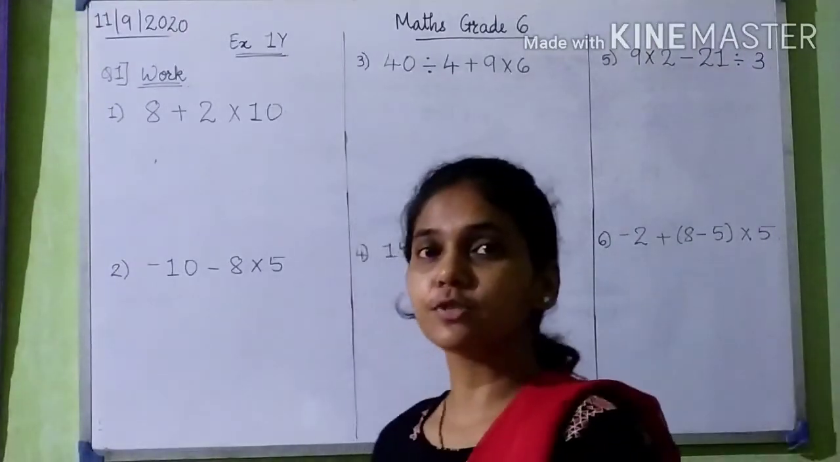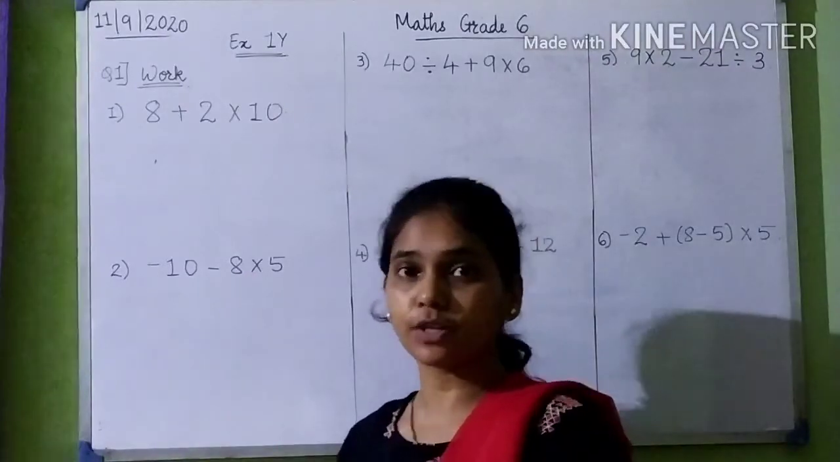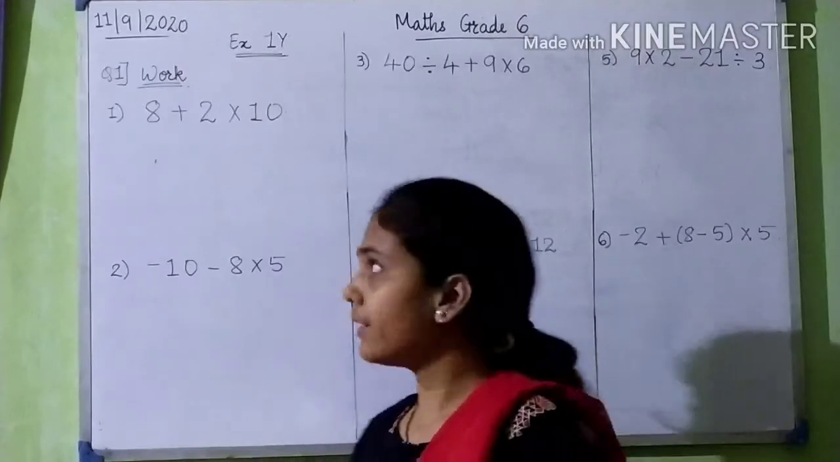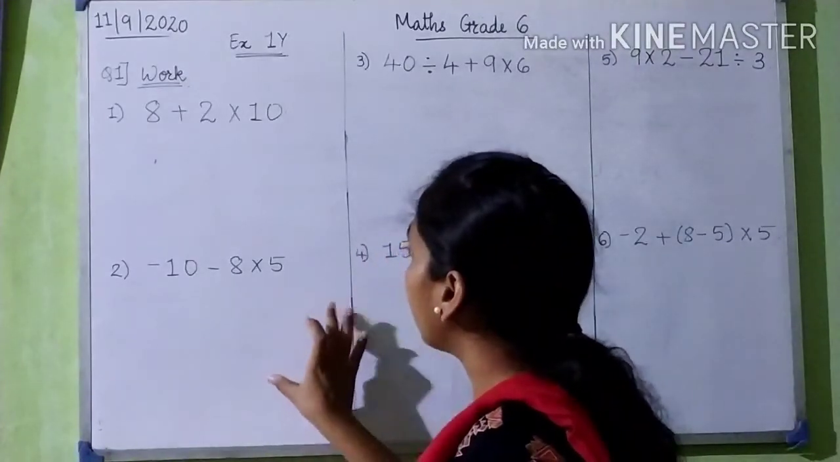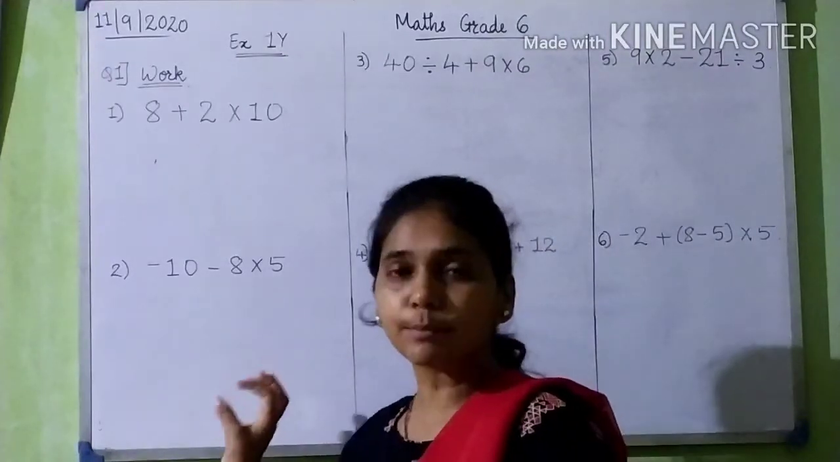So today we are going to see exercise number 1Y. This is the last exercise of your first chapter. From the next class onwards, we will start the new chapter. In this exercise, all the sums are based on simplification. You have to simplify the sums.